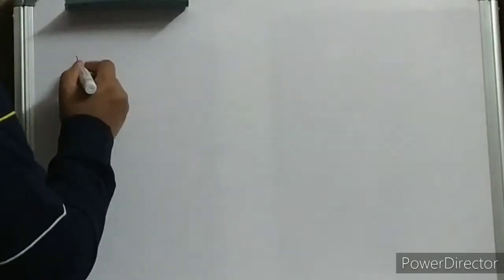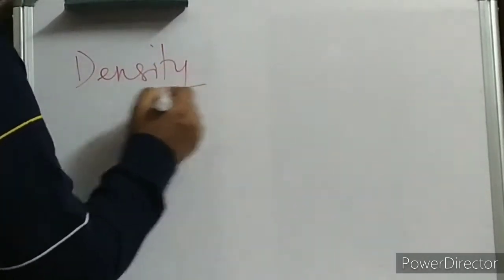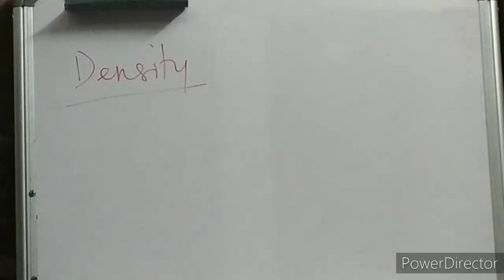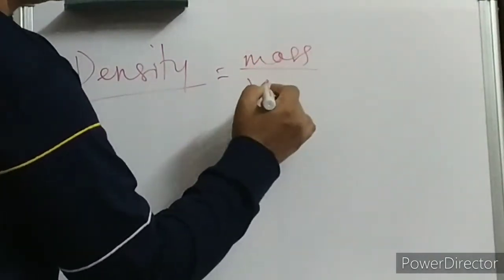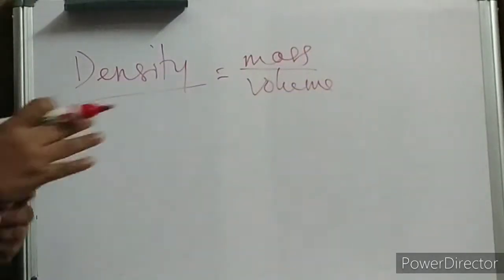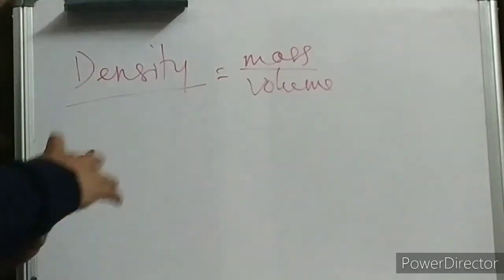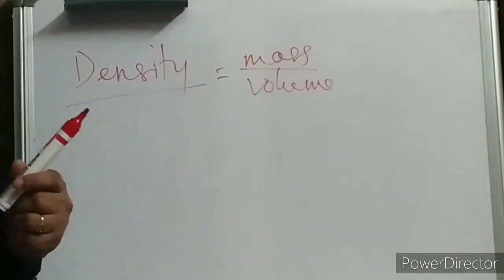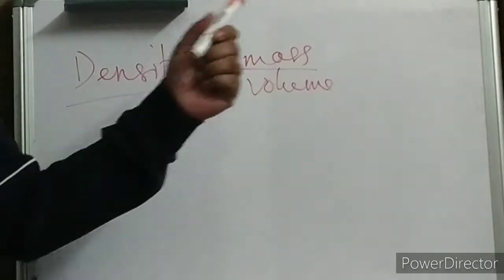Before going to relative density, let me again take you to the density portion. What is density? Density is nothing but mass per volume, children. What does it mean? That means in a certain amount of volume, how much mass is concentrated. That gives you density.